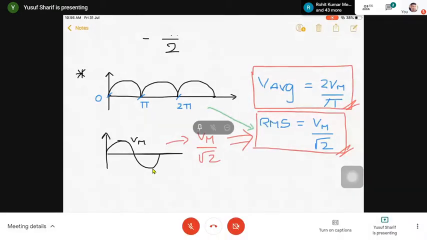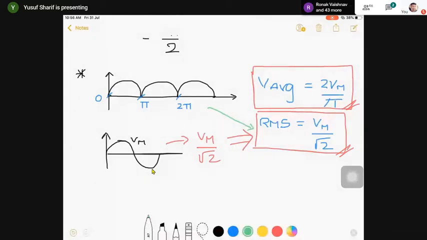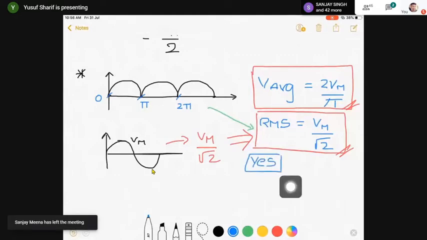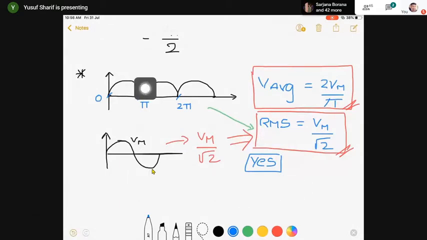Is it the same? Yes, sir. Yes, same. The answer is yes. Yes, it is the same. You don't need to think so much. Yes, it is the same, because if you apply RMS here, the expression that we'll be using will be the same. The expression we use here will be the same. Okay?